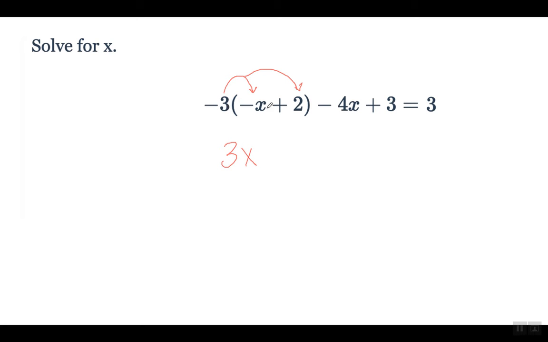Now negative 3 times positive 2. A negative times a positive equals a negative. And 3 times 2 is 6. Everything else I'm just going to bring it down.